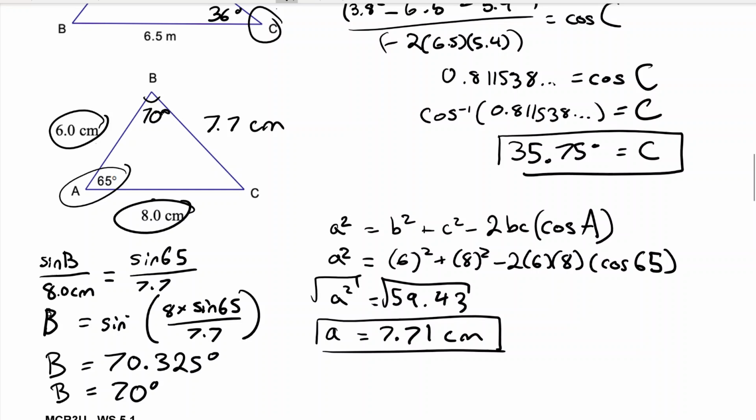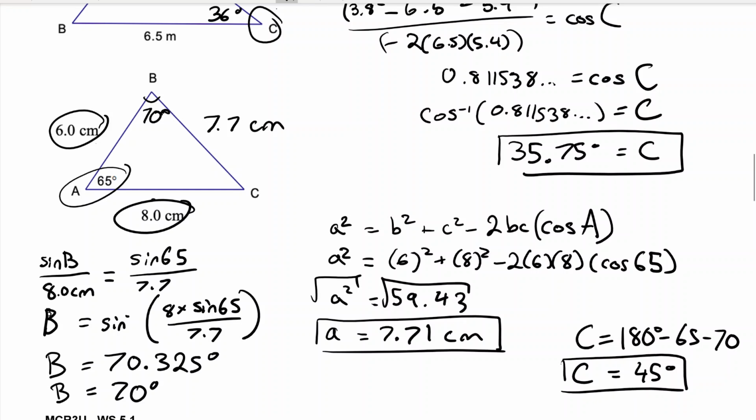And then last but not least, I need to find C. C is just going to equal 180 degrees minus 65 minus 70. So I plug this into my calculator. I have 180 minus 65 minus 70, and C equals 45 degrees. All right, and that's pretty much it.